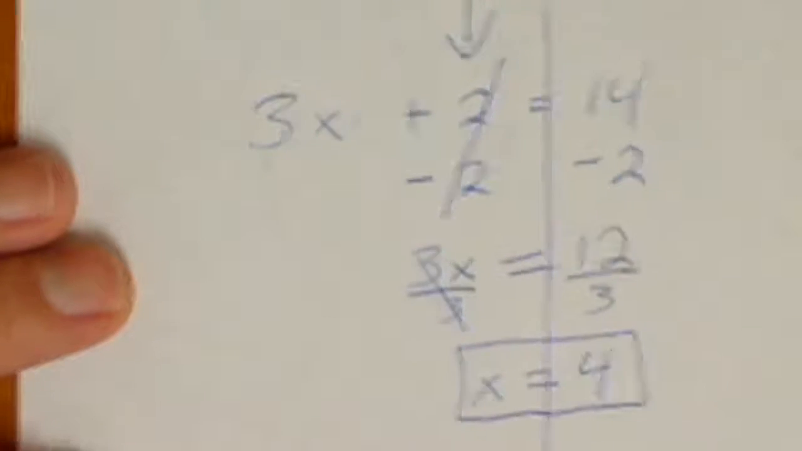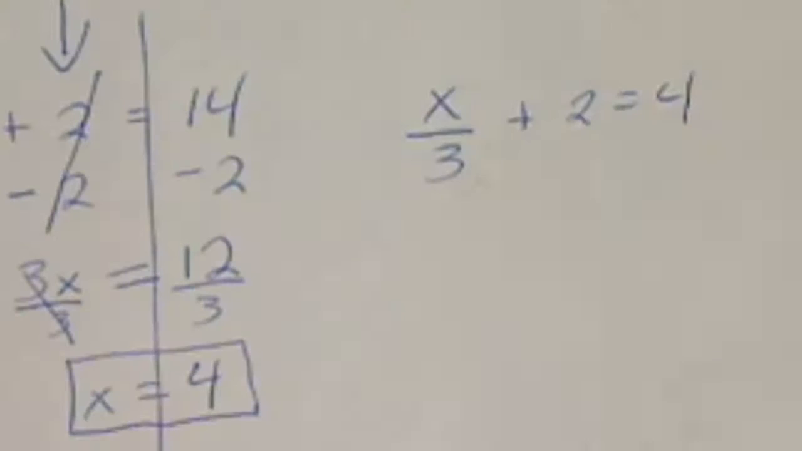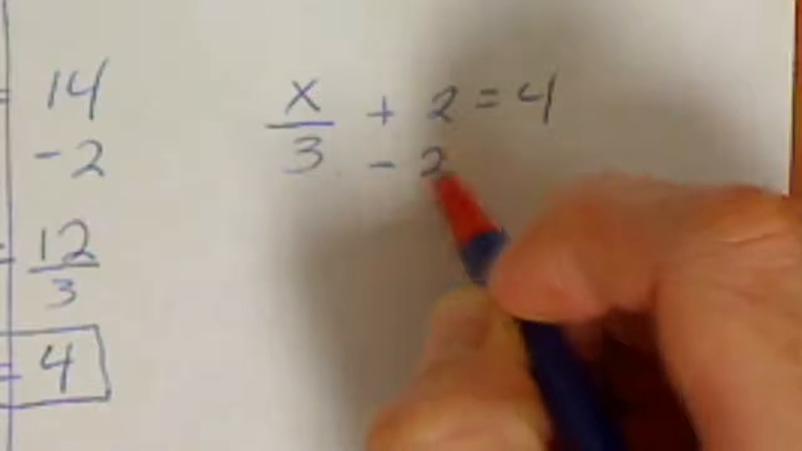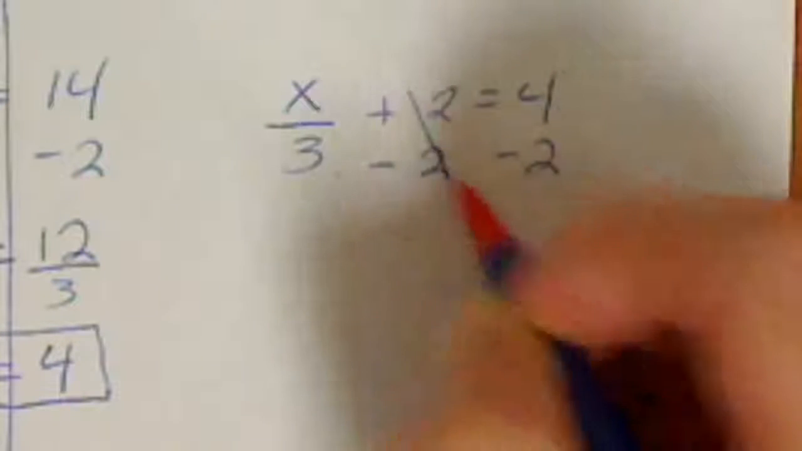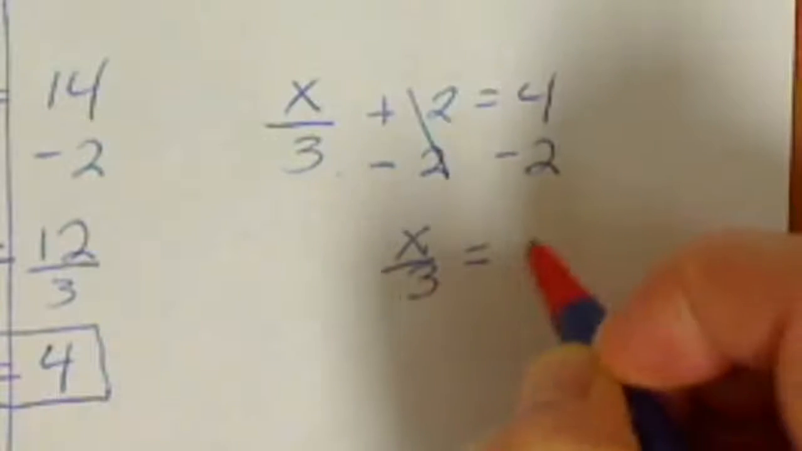So let's use the same steps over here. Again, we want to keep our equal signs lined up. You don't need to draw that line. Matter of fact, it's something I would try not to make a habit, but always start with the plus or minus first. So what's the opposite of adding 2? That'll be minus 2 to both sides. They cancel. Bring your x over 3 down. And then we've got 4 minus 2 is 2.